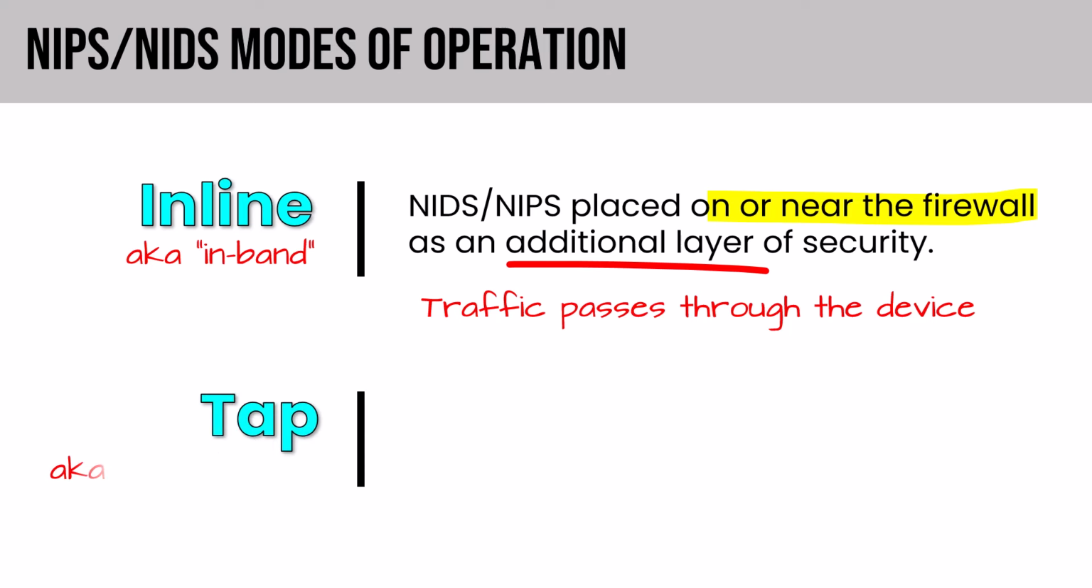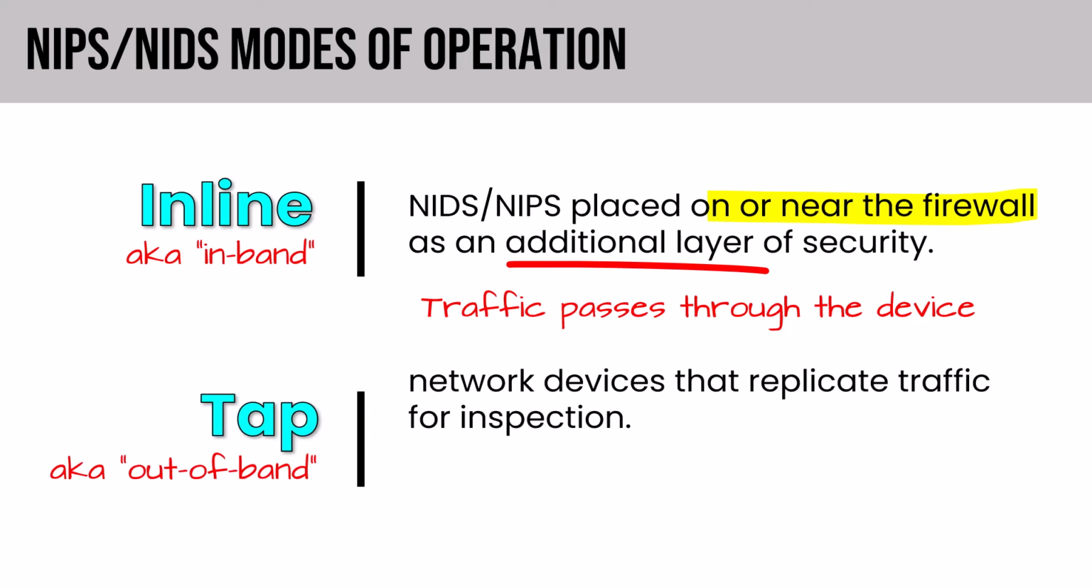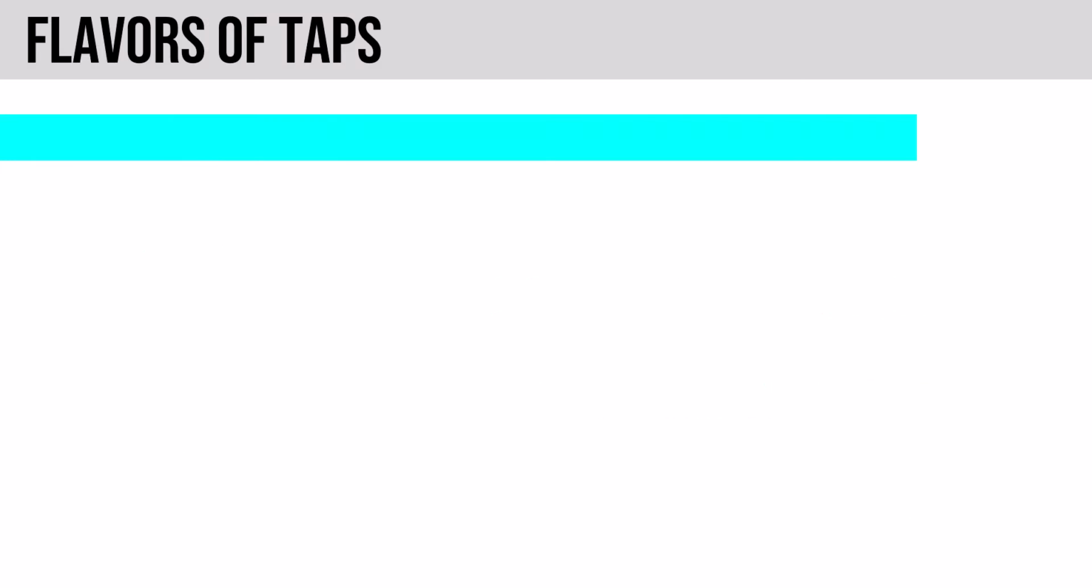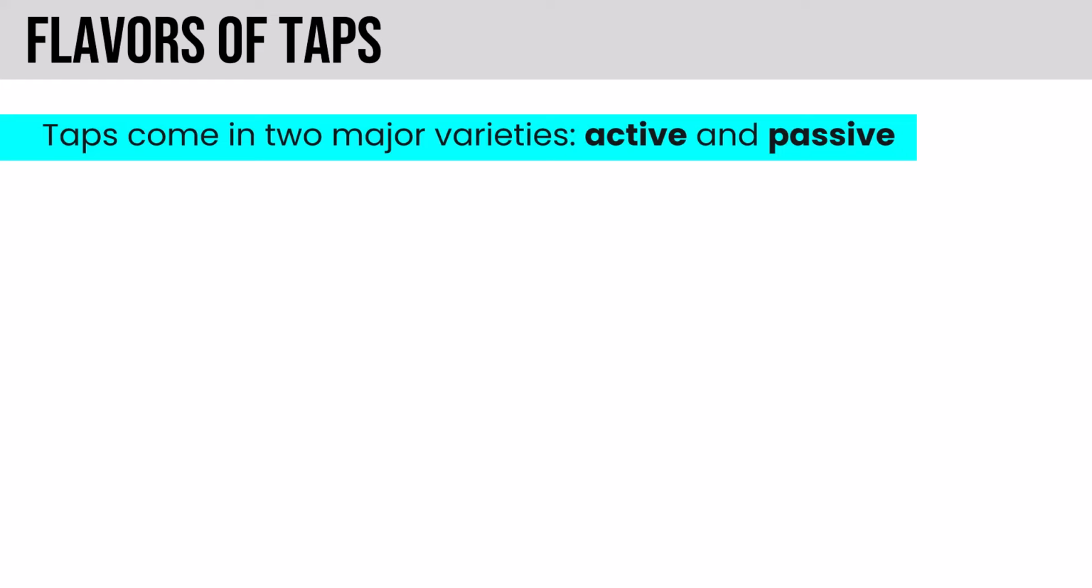Then we have the tap option, also known as out-of-band. So the network device replicates traffic for inspection. It provides access to a copy of network traffic while traffic continues on. This option eliminates the risk of device failure. And taps really come in two flavors, active and passive.